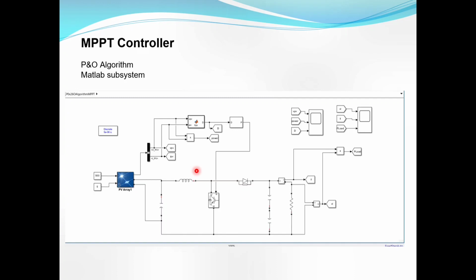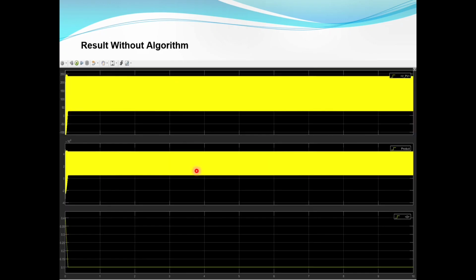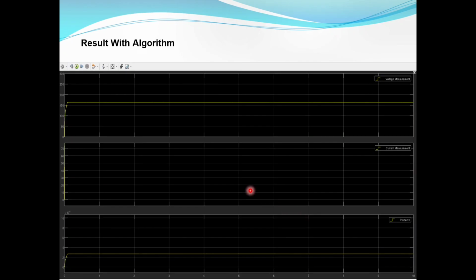This is the MPPT controller. In the MPPT controller, there are two algorithms. First is perturb and observe, and second is incremental conductance. This is the simulation of perturb and observe, and this is its output. This is the output voltage, this is the product, and this is the duty cycle. This is the result of output voltage, output current, and output product.